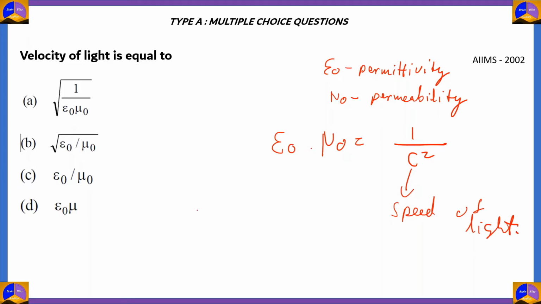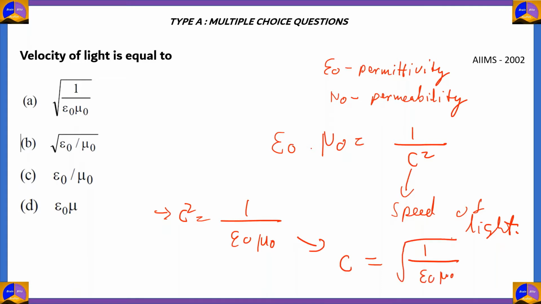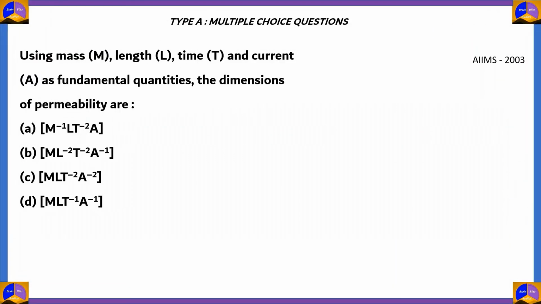So therefore, we can write c squared as 1 by epsilon naught mu naught. And therefore, c will be equal to whole root of 1 by epsilon naught mu naught. Therefore, option A is the right answer. So now we move on to our next question.